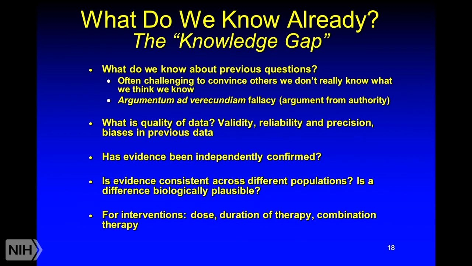But the real question for you as a scientist is, what is the quality of the data? What's the validity, reliability, and precision? And are there biases in the previous data? So one of the good things about the rise of meta-analyses since the 1970s is that the quality of the data and potential biases in the data are taken into account when people try to do that data synthesis for a meta-analysis.